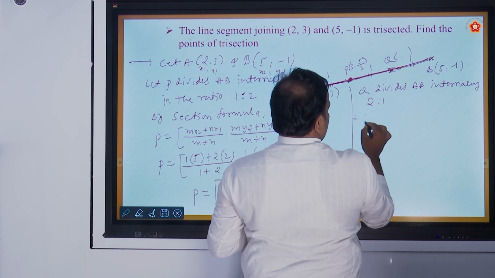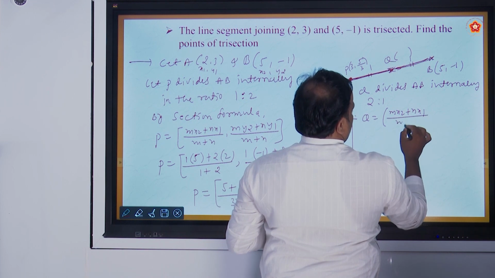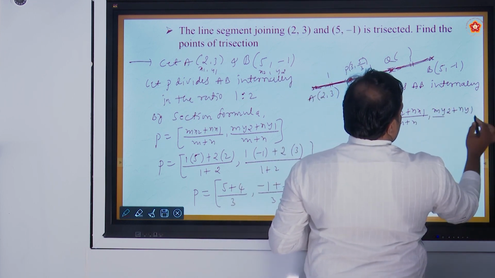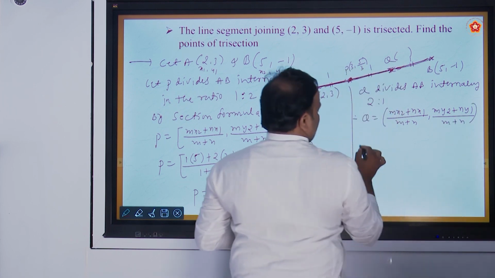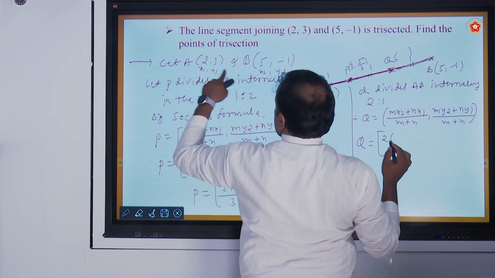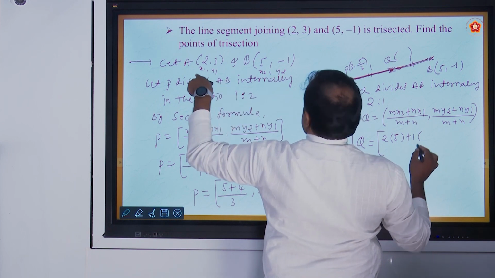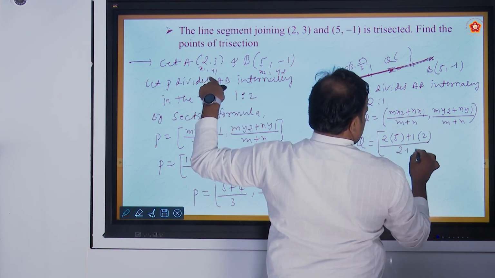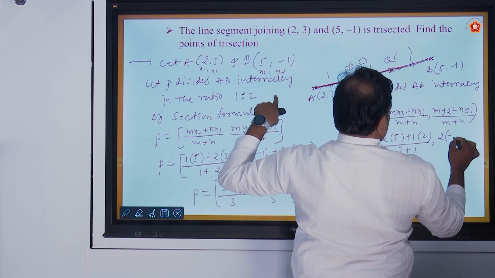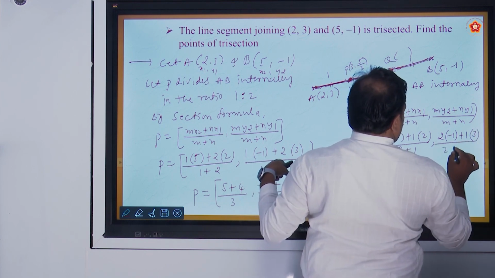Once again, by the section formula, Q is equal to (mx2 plus nx1) by (m plus n), comma (my2 plus ny1) by (m plus n). Substituting the values, what is m? M is 2. x1, y1, x2, y2 same here. x2 is 5, n is 1, x1 is 2, by 2 plus 1. Similarly, m is 2, y2 is minus 1, n is 1, y1 is 3, by 2 plus 1.